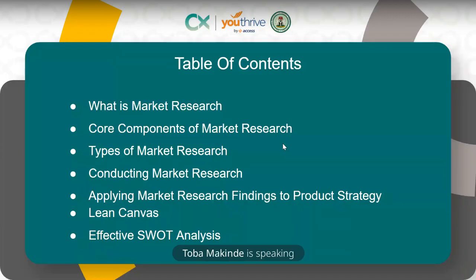We'll be looking at what is market research, core components of market research, types of market research, conducting market research, applying the market research findings to product strategy. We'll be looking at lean canvas. This is for people that are looking to, aside from being a product manager, maybe you want to be the one to create your own product from the get-go. Which in a sense, even serving as a product manager, you may find yourself being the founder as well. But lean canvas is a very interesting strategy, which we're going to touch upon as well. And lastly, effective SWOT analysis.